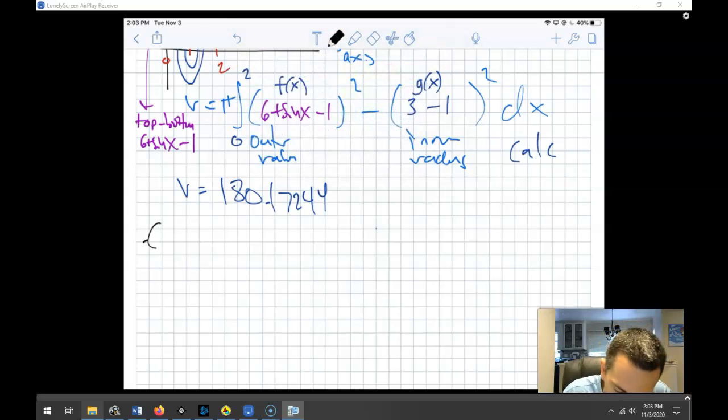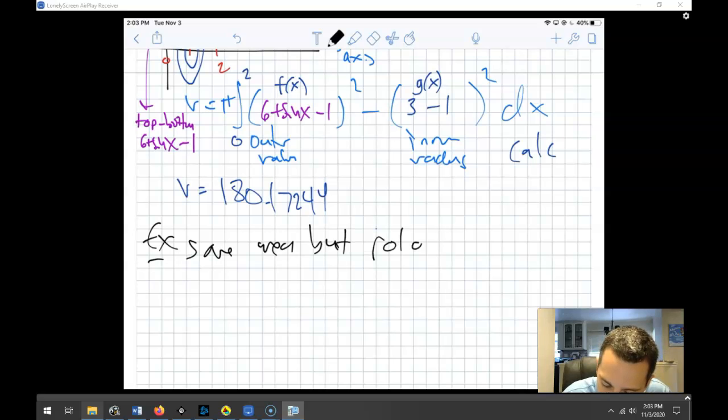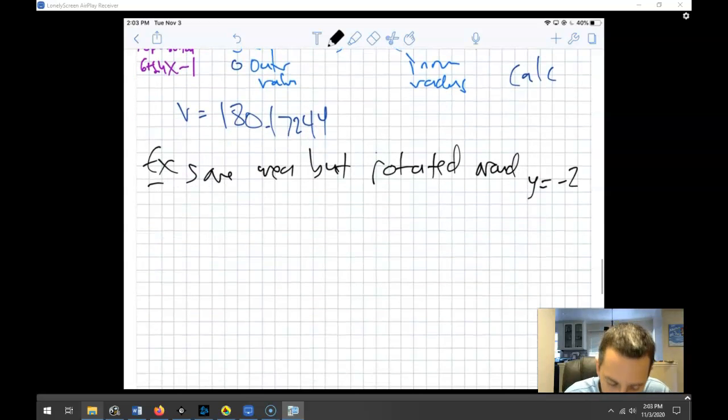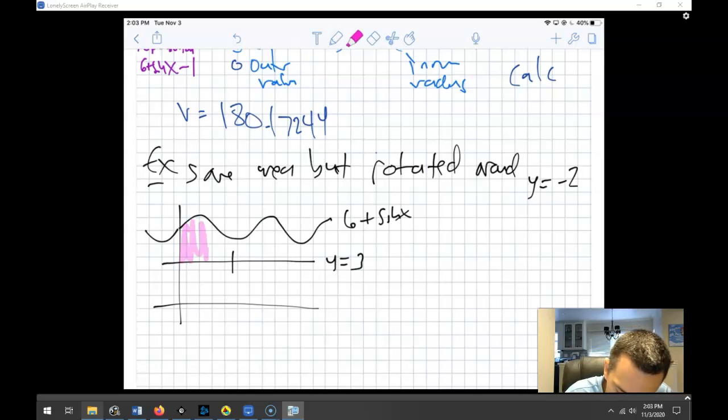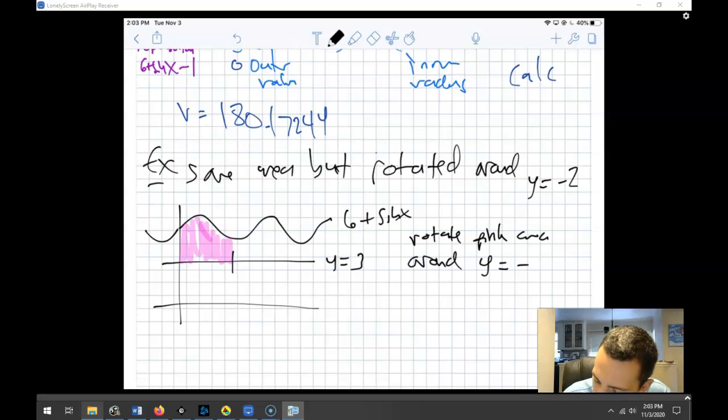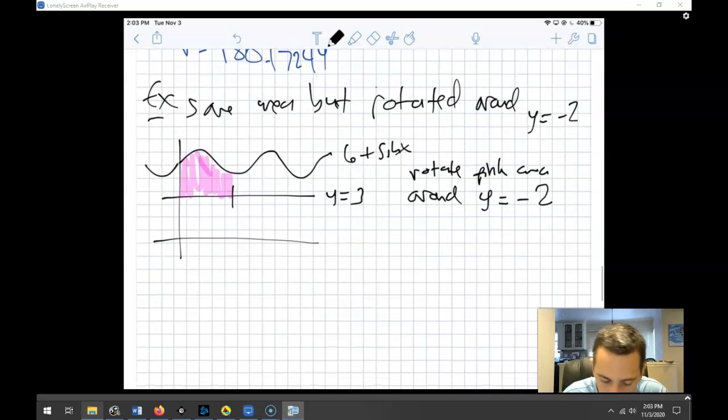So let's suppose now we want to do the same area, but rotated around y equals -2. And we're going to use this to come up with our key formulas for this lesson. Okay, so when we take a look at this, again, we have 6 plus sine of x, which is up here. And we have the line at y equals 3. Okay, and we're taking this area in here, and we're going to rotate that area around y equals -2.